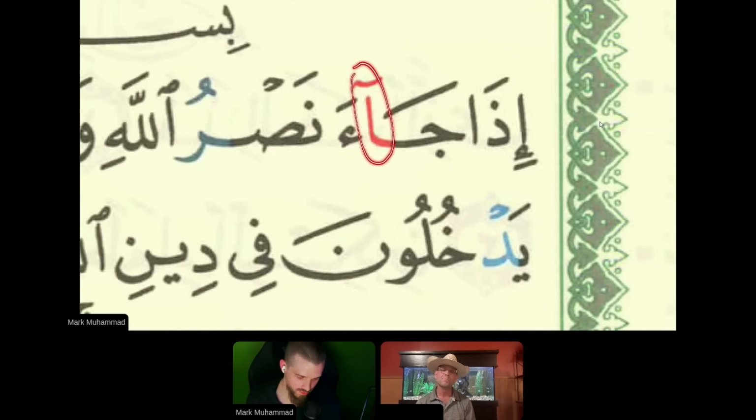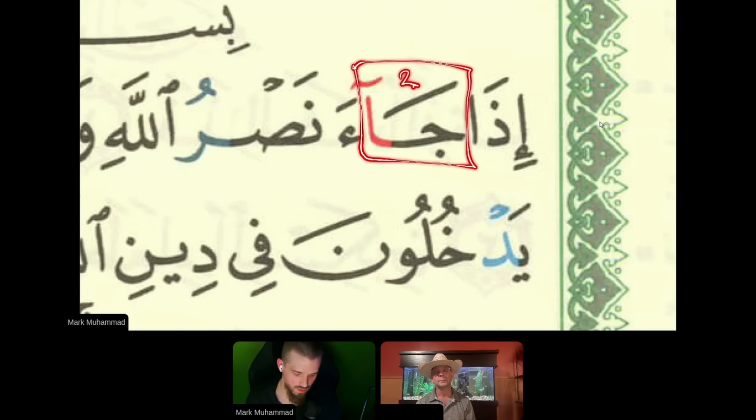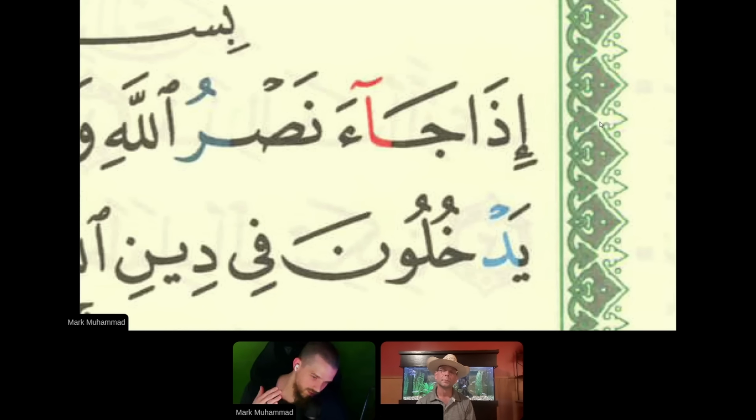So the reason why this is red is because in this word, I'm not going to explain why. It's to do with this, but in this word, we're not making this a count of 2. We're going to make it a count of 4. So instead, we're going to say إذا جاء instead of إذا جاء. We're going to extend it. إذا جاء.